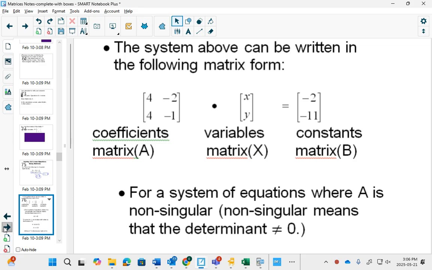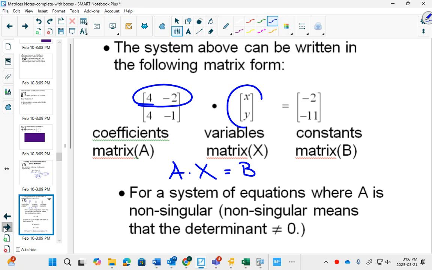Okay, so we rewrite the system as a matrix A times a variable matrix X equals an answer matrix B. Do you see how matrix multiplication works? What if I take this times this?